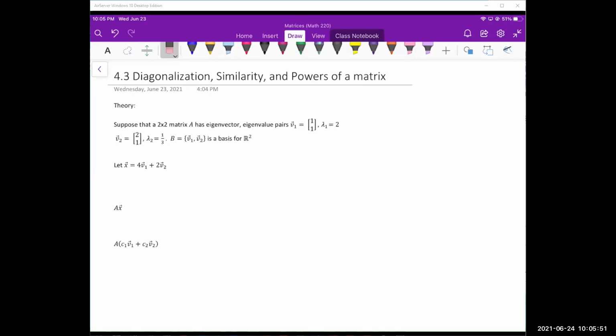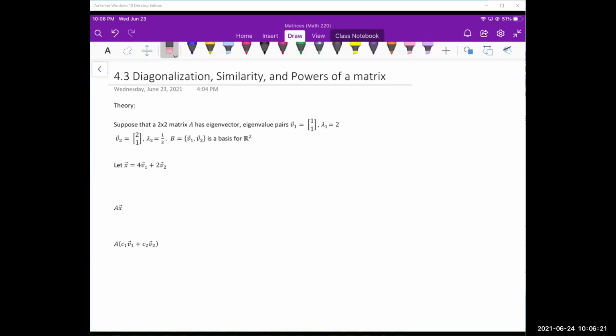In this video, we're going to talk about diagonalization. Okay, so we're going to focus first on an example that will tell us what's going on in general. Suppose that we have some 2x2 matrix A with a basis of eigenvectors. In this case, our eigenvectors are (1, 1) and (2, 1), and they have eigenvalues of 2 and 1/3.